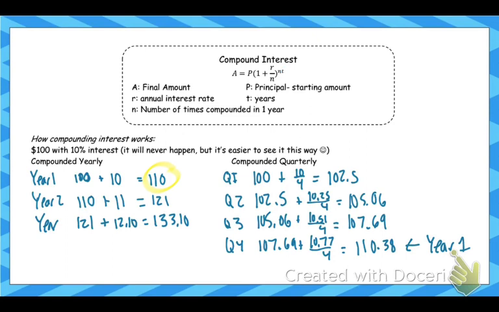If your money was compounded daily, N would be 365. If your money was compounded monthly, N would be 12. If it was compounded quarterly, N would be 4. And you can keep going in that direction.